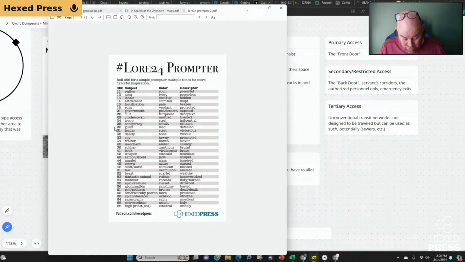So here we go. If you want to participate or just use this for your own devices, the theme is a plot that is a theft. And then however you want to use it, involving a high priestess, obsidian, and brutal.